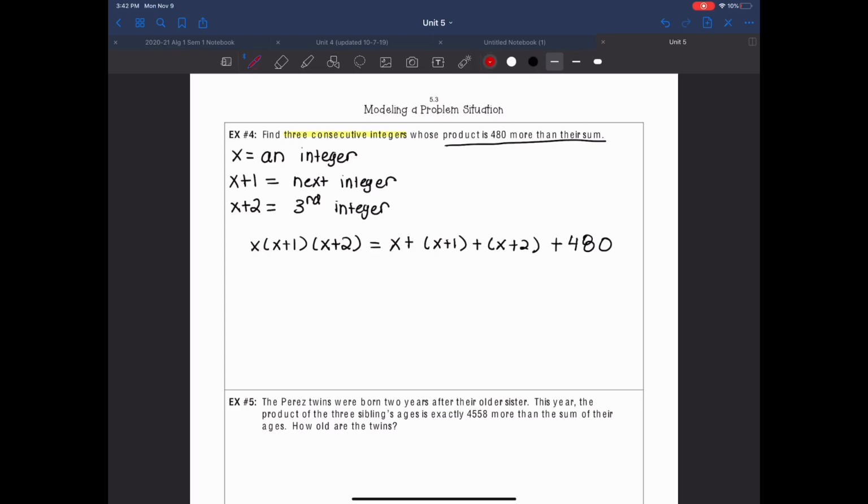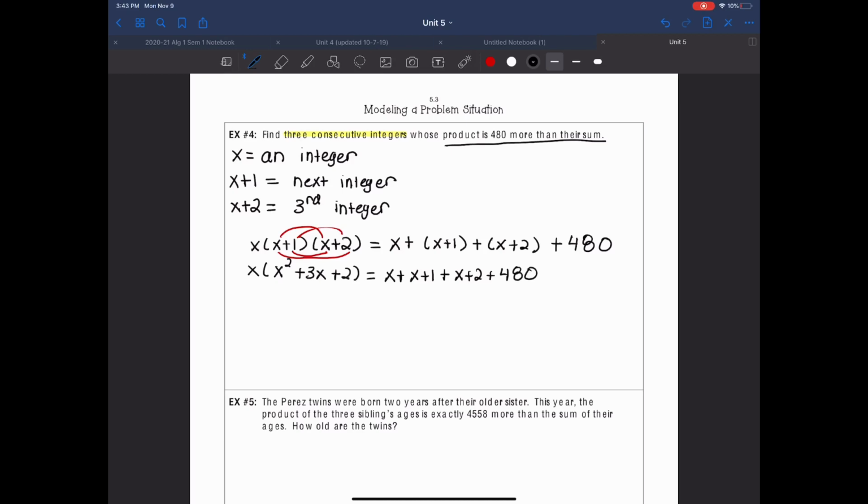All right, so in order to do this problem, I have to simplify this a little bit. I'm going to use FOIL to take care of these two binomials multiplied by each other. So I'm going to multiply x times x first. X is still on the outside here. X times x gives me x squared. Then I have x times 2 plus x times 1. That's going to be plus 3x. And then 1 times 2 is going to give me plus 2. And that is equal to the sum of x plus 1, x plus 2, and 480.